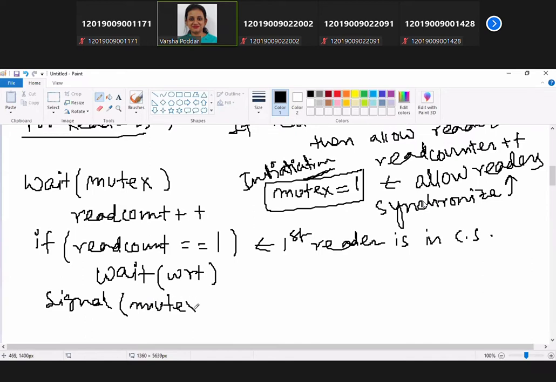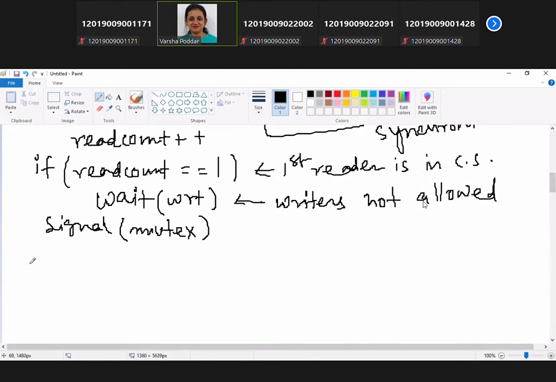When the reader is inside, other readers are allowed. But when the first reader has gone into the critical section, writers are not allowed. Fine.